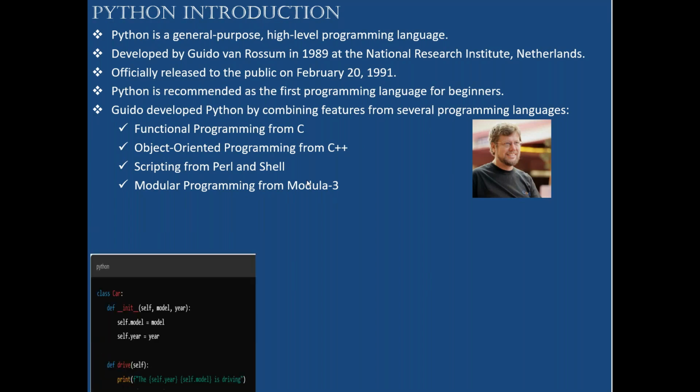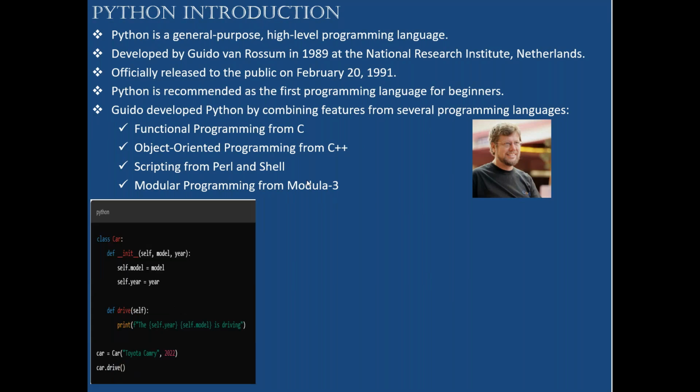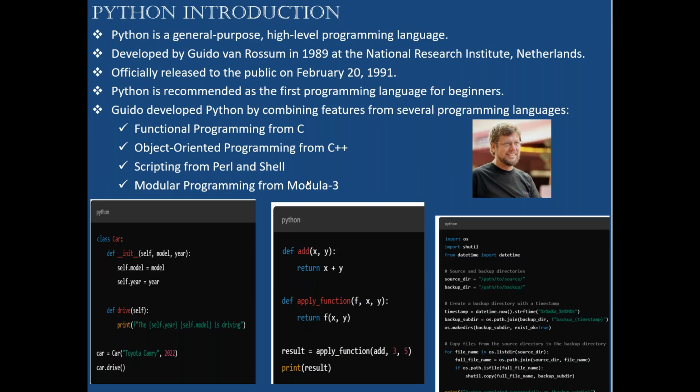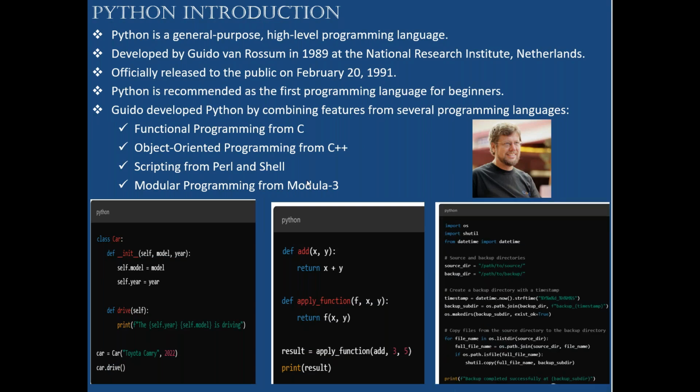If you look at Python, this is called an object-oriented programming language. This is called a functional programming language. This is called a scripting language. This is how the code looks in Python. See, this is a class, and you have some functions. What is a class? Car is a class.